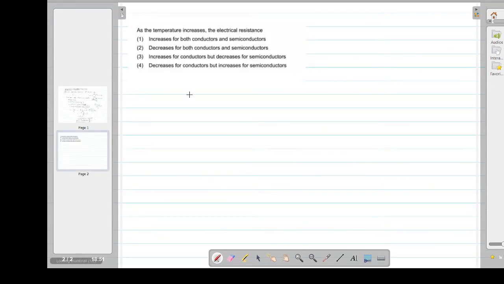And the next problem is a combination of current electricity as well as the semiconductor chapter. So the question is, as the temperature increases, the electrical resistance: the first option is increases for both conductors and semiconductors, decreases for both conductors and semiconductors, increases for conductors but decreases for semiconductors, and decreases for conductors but increases for semiconductors.